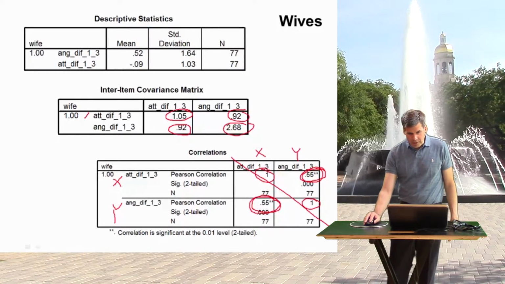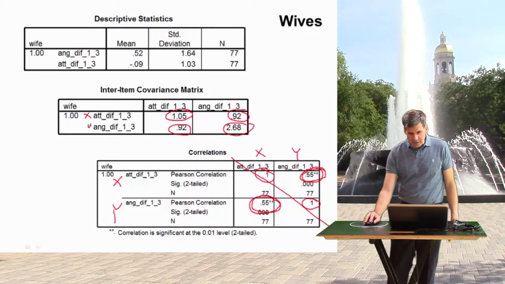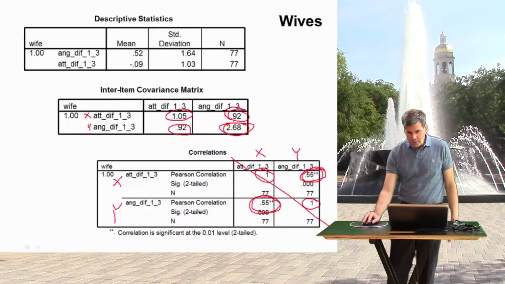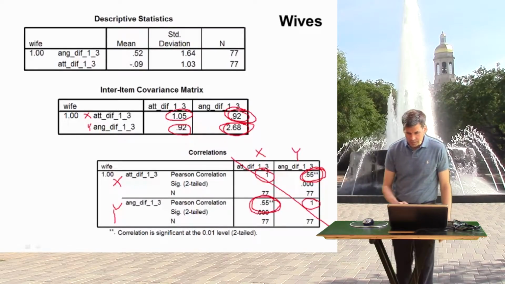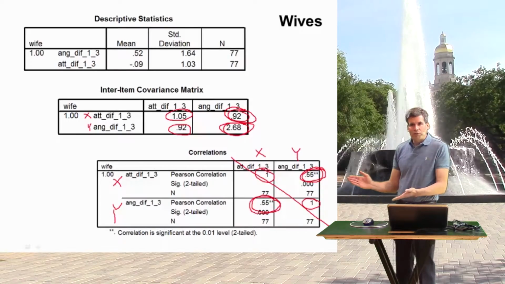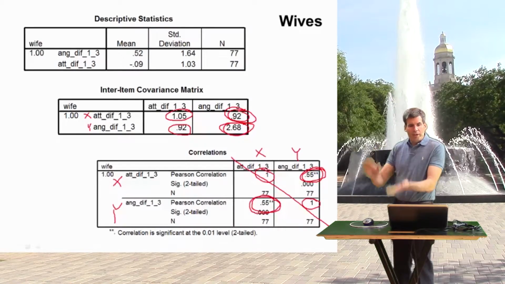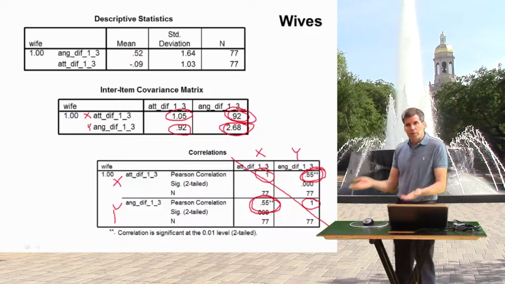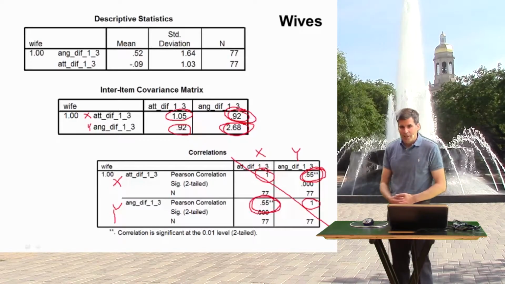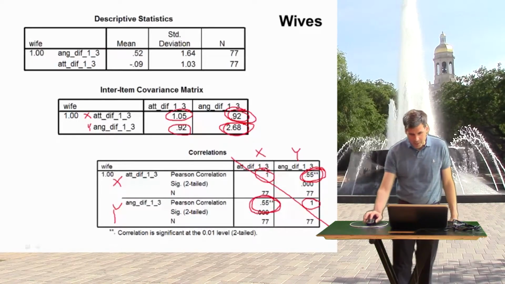So we've got the variance of x is 1.05, the variance of y is 2.68, and the covariance is 0.92. So there's a very close association between a correlation table and a variance covariance matrix. A correlation table is simply a standardized variance covariance matrix.